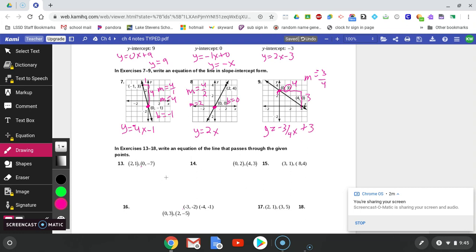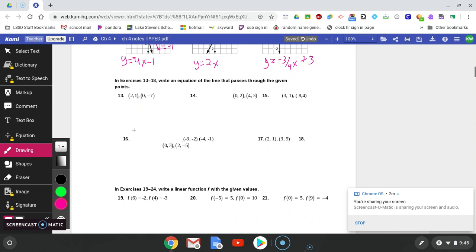When we get down to the next one, it says write an equation of a line that passes through the given points. So we can find slope using a formula. Our formula for slope: m equals y2 minus y1 over x2 minus x1. Make sure you have that one written down. You will be using that quite a bit.